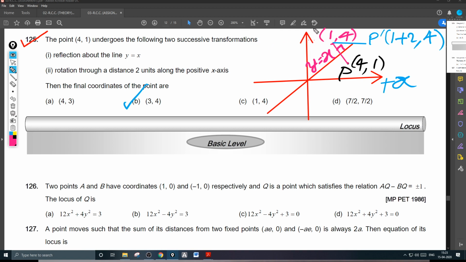2 units towards positive x-axis. That is why 2 units are added there. I am saying this as P dash, and this as P double dash. First stage it becomes P dash, second stage it becomes P double dash. Because it is moved 2 units towards positive x-axis, 1 plus 2 comma 4. So 3 comma 4 is the final answer for this one. Okay?